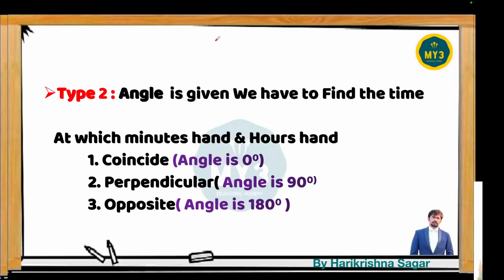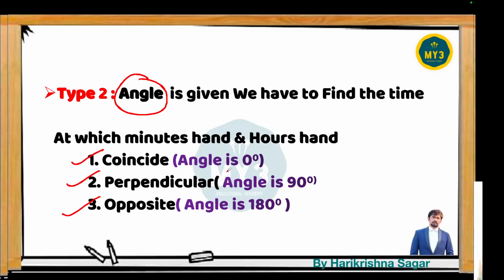In the type 2 question, it's a reverse of the previous question. Previously they gave the time and expected us to find the angle. In this question, they give the angle and ask us to find the time. And that angle they will give in 3 cases: coincident, perpendicular, and opposite.